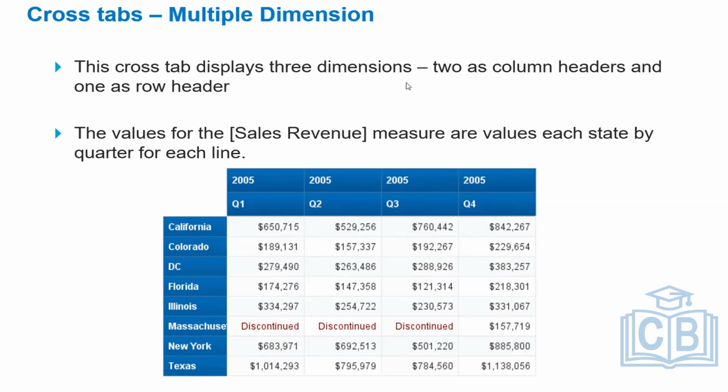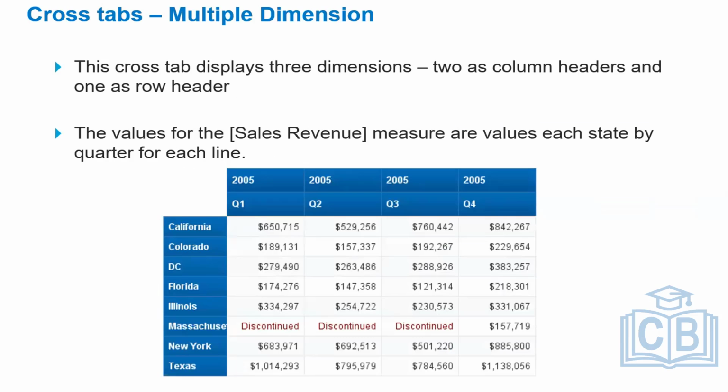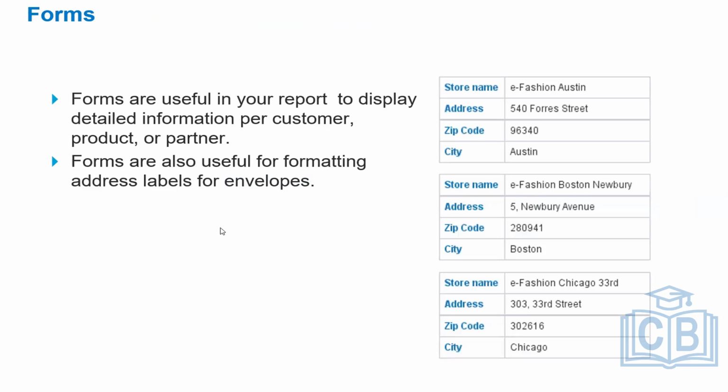This cross tab displays 3 dimensions, 2 as columns. So these are the columns. So year and quarter as column headers, and 1 as row header, that is a state. The values for the sales revenue measure are values for each state by quarter for each line. So it is like a cross tab. So we have vertical tables, horizontal tables, cross tabs, which are single dimension and multiple dimension.